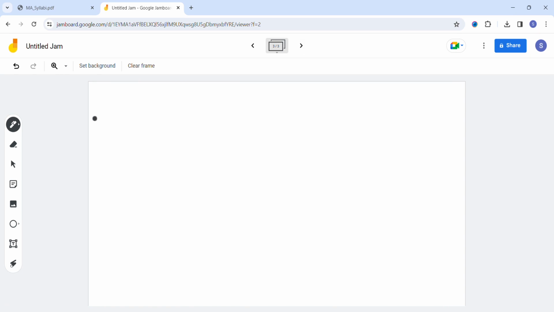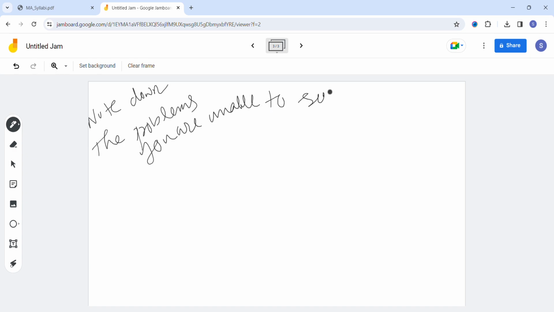And note down the problems you are unable to solve. Try to solve them after the exam. If you can't solve them, you can ask your friends, teachers or any senior. But you should solve all the problems.